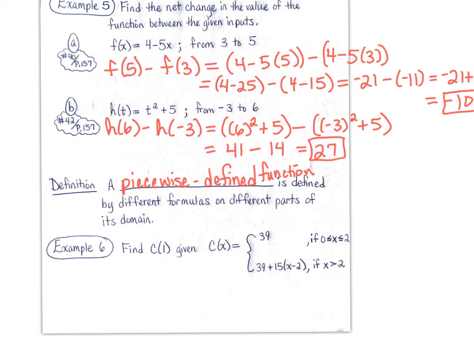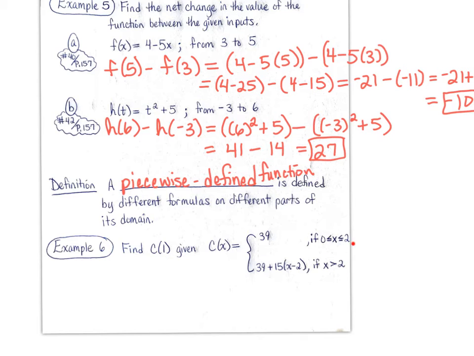For example, we're going to find c of 1 given that c of x has these two parts. It's 39 if x is greater than or equal to 0 but less than or equal to 2. And then it's 39 plus 15 times the quantity x minus 2 if x is greater than 2. We want to find c of 1. In order for us to find c of 1, what do we need to know? You have to plug in 1 for x.